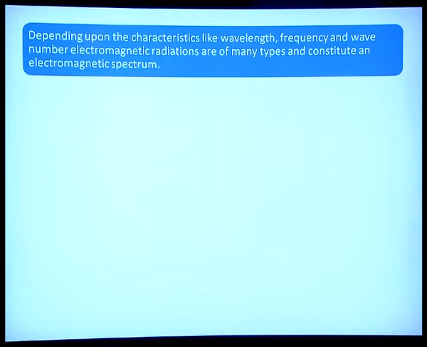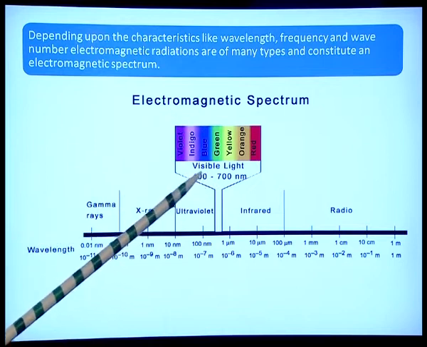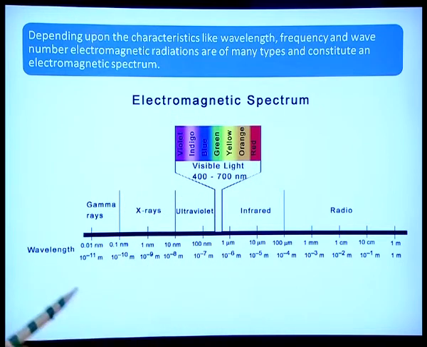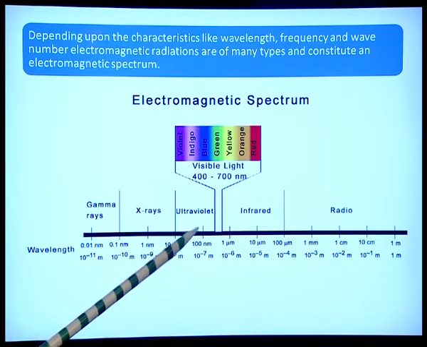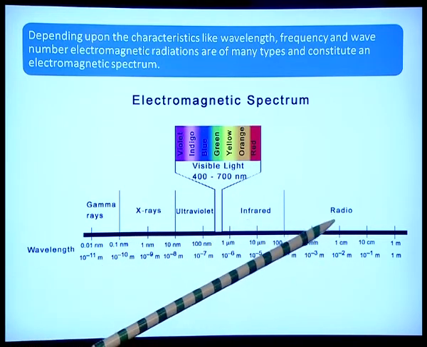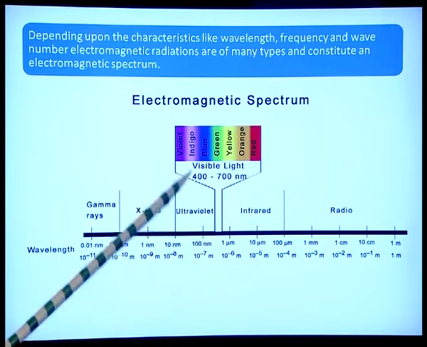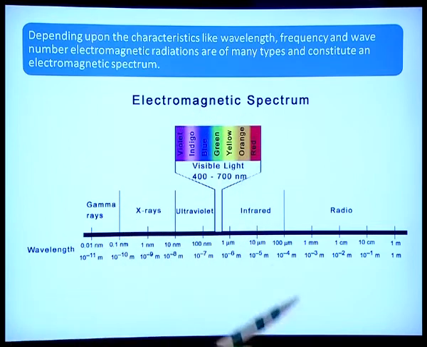Depending upon the characteristics like wavelength, frequency and wave number, electromagnetic radiations are of many types and constitute an electromagnetic spectrum. You can see the beautiful picture of the electromagnetic spectrum. It may lie in any region: gamma ray region, X-ray region, ultraviolet region, visible region, infrared region or radio wave region. The wavelengths are quoted here. We people can see only in the visible range. So we go into the detail of this spectrum.